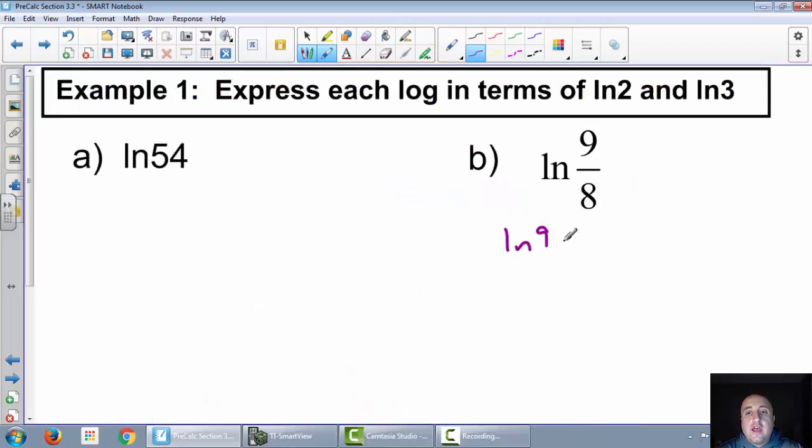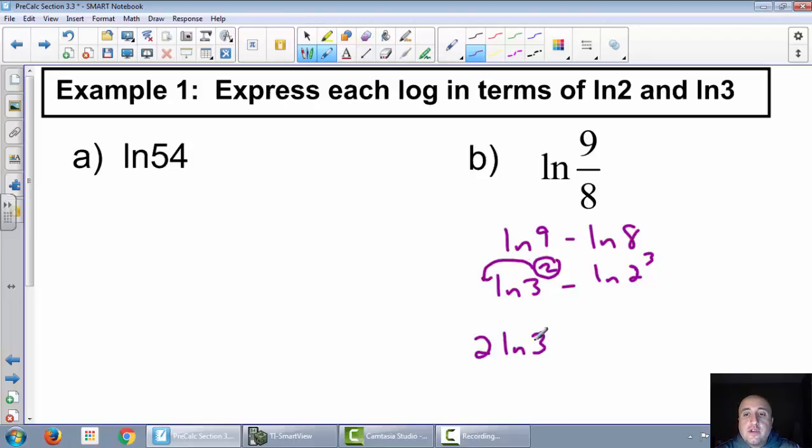So ln of 9 minus ln of 8. And then we're going to see how I can use 2 and 3 to get 9 and 8. Okay, so I can get 9 by doing 3 squared, and I can get 8 by doing 2 cubed. So what does the property say that I can do here? The property says that if you have an exponent, it comes to the front. So I have 2 ln of 3 minus, the 3 goes to the front, minus 3 ln of 2.